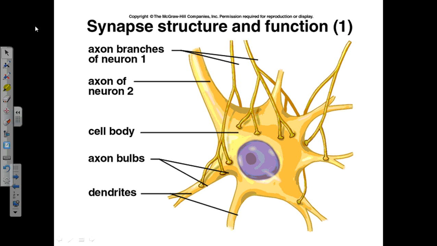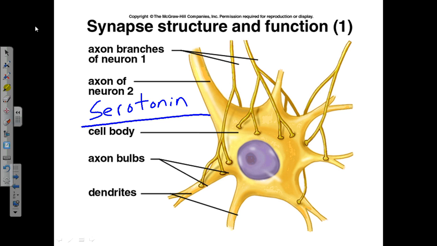All right, while we're here, let's mention a couple of names of some neurotransmitters. What are some names of some neurotransmitters that you've heard of before? Some specific ones. We talked about a couple of them. Serotonin.